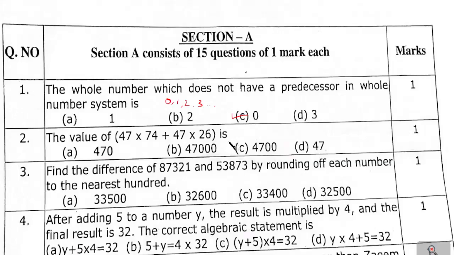The second question, the value of 47 into 74 plus 47 into 26. This is nothing but the distributive property of multiplication. For example, A into B plus C, we can write as AB plus AC. So A into B plus A into C. Same format here.